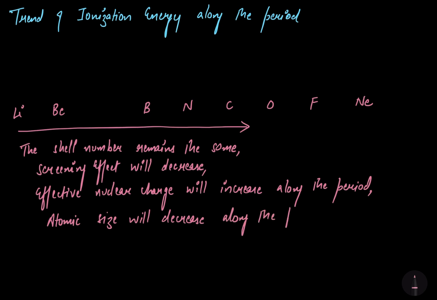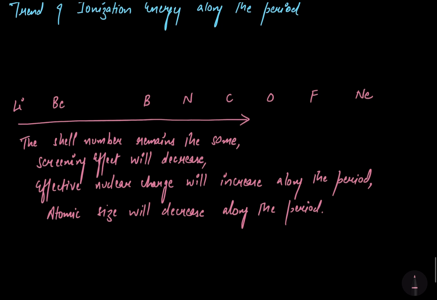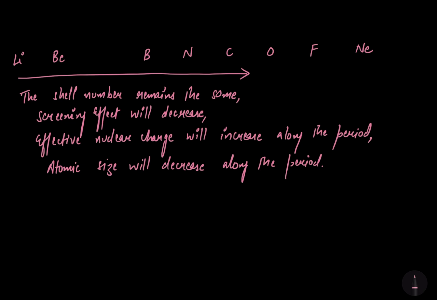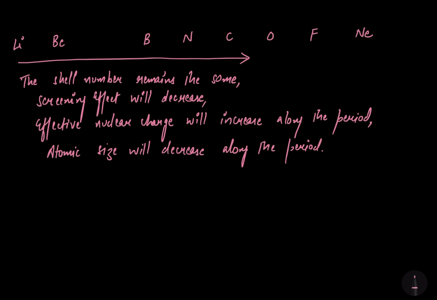The atomic size will decrease along the period. All these factors support the fact that the outermost electron will be very close to the nucleus and under the very strong nuclear pull, due to which it will be very difficult for that electron to get ejected, or we can say that very high energy is required for that electron to get ejected out of that atom, thereby supporting the fact that ionization energy will increase along a period.